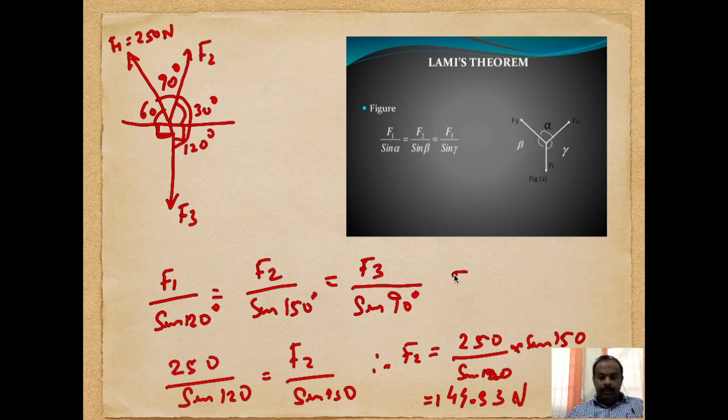and you can write the value of F3. F3 is equal to 288.67 Newton. So this is how that is. These are your two values by Lami's theorem. Okay.